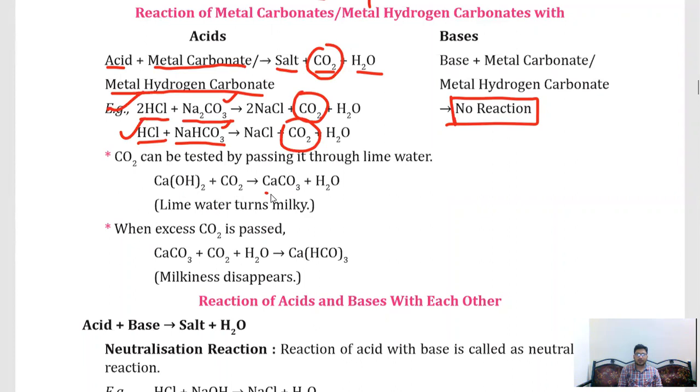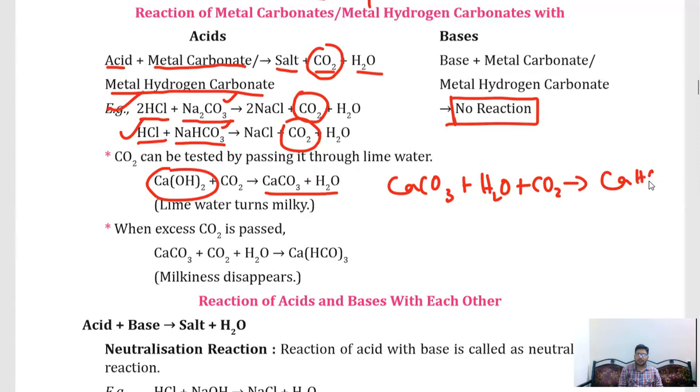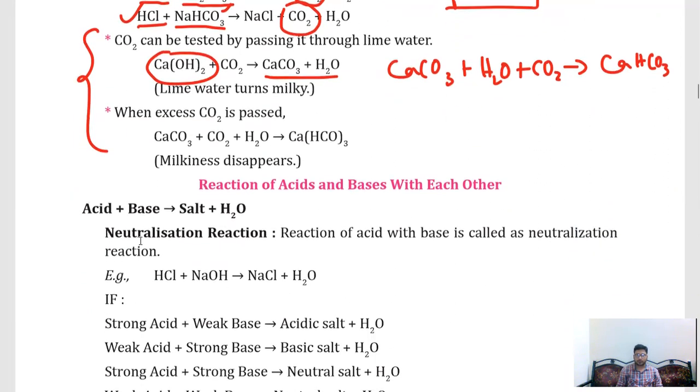And if you pass excess CO2, what will happen? Take the CaCO3, these are the products, right? Take CaCO3 plus H2O, and if you keep on passing carbon dioxide gas, Ca(HCO3)2 is produced, which means the milkiness will disappear and it will become transparent again. They have asked about this concept 2 times in your board examination, so read all these equations present in your textbook.